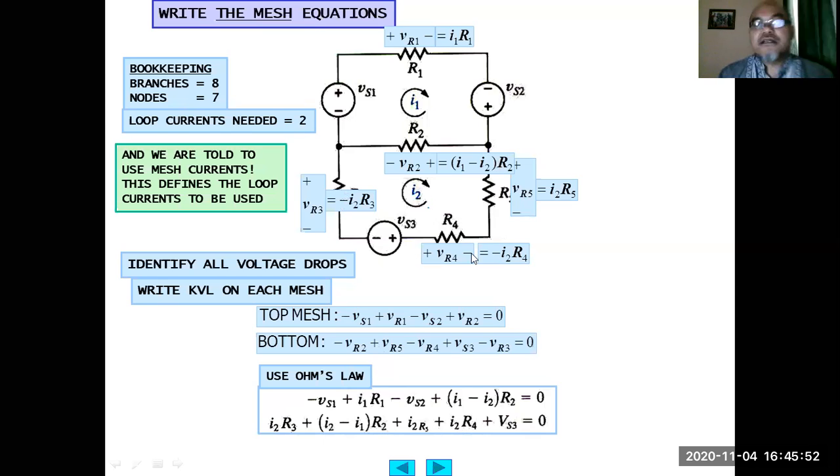Then at R4, negative VR4, negative times negative I2 times R4, becomes positive I2 times R4, plus Vs3 equals 0. Okay, I hope you understand the transition from here to here. After this, it is just a matter of regrouping. In Kirchhoff current law, we regroup according to the node voltages; in Kirchhoff voltage law, in loop analysis or mesh analysis, we regroup according to the currents, so I1 and I2.